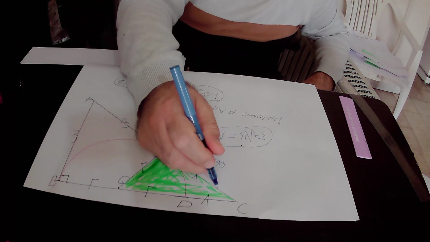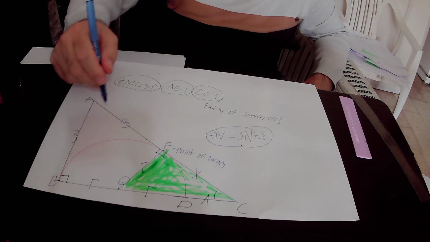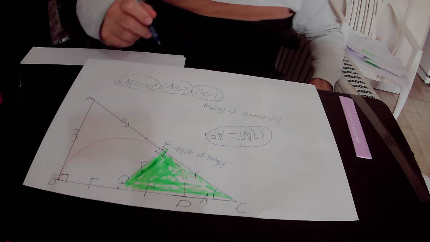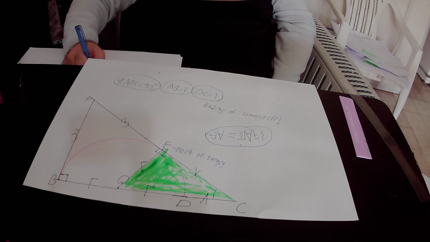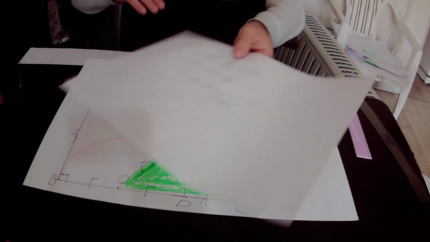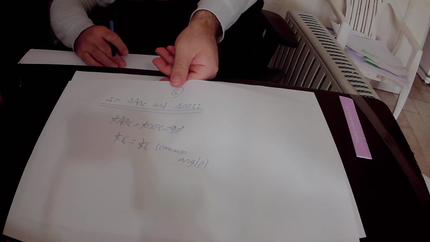This angle is actually a common angle. It belongs to both triangles. It belongs to the big triangle, triangle ABC, and it also belongs to the green triangle. So we can write down that angle C equals angle C. It's a common angle that belongs to both triangles.